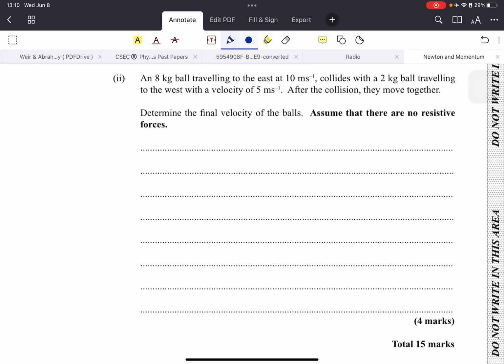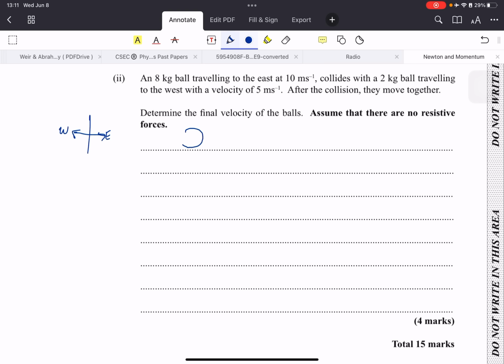All right, so here's a momentum question. An 8 kilogram ball traveling to the east at 10 meters per second collides with a 2 kilogram ball traveling to the west with a velocity of 5 meters per second. So after the collision, they move together. Okay, so in these questions, it's best to draw a diagram to help you out, right? So they're using cardinal points. So west and east, right? Traveling to the west, traveling to the east. So the 8 kilogram ball is the heavier ball, right?